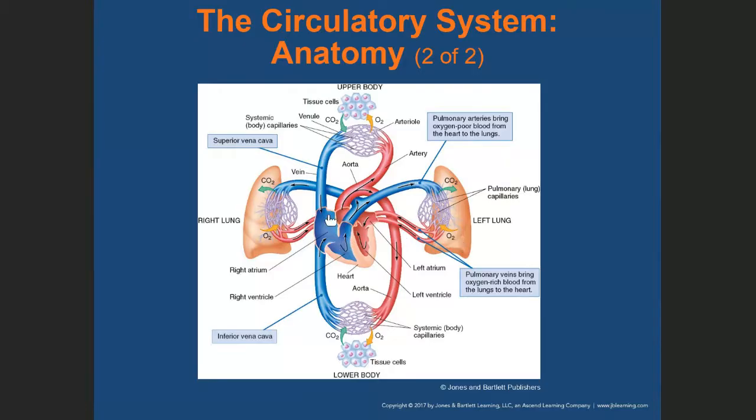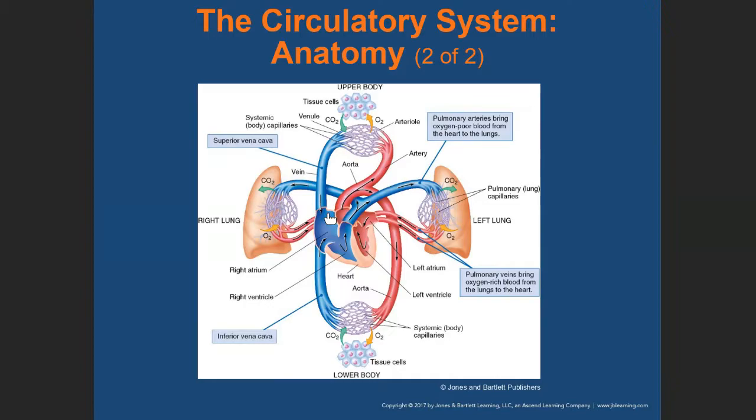Now, one side of the heart is responsible for receiving and distributing deoxygenated blood, and the other side of the heart is responsible for receiving and distributing oxygenated blood. Because of this, the blood cannot mix. So within the heart, there's a wall that separates the right side of the heart from the left side so that the deoxygenated blood doesn't mix with the oxygenated blood. And this wall is referred to as the septum of the heart.